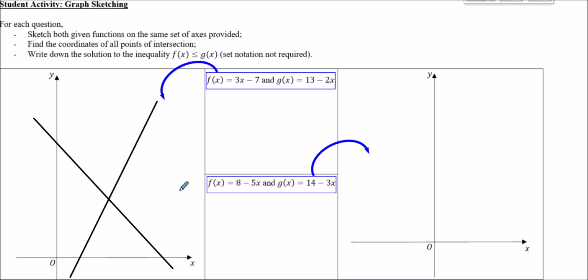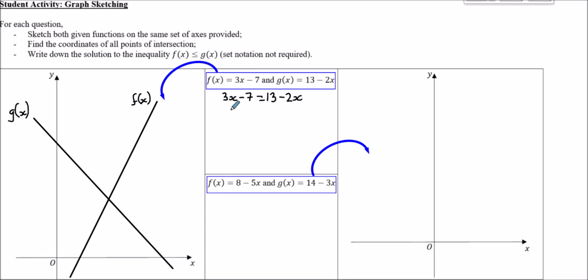So to find that, what we need to do is see where f(x) is equal to g(x). So what we should do, first of all, is just label in which one's f(x), which is this one, and g(x) is over here. We can find where they'll intercept by seeing where 3x - 7 is equal to 13 - 2x.